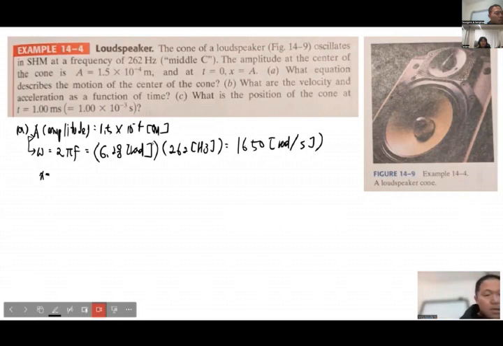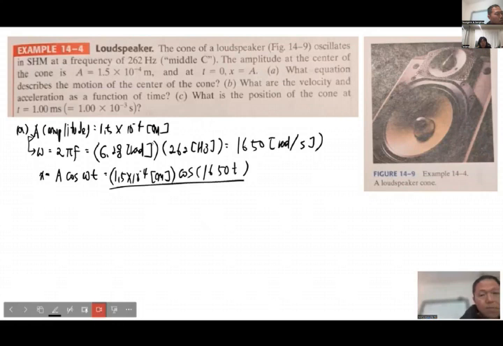So with these two parameters, you can define the equation of simple harmonic oscillator displacement function, which is the maximum amplitude times cosine omega t. So that is 1.5 times 10 to the minus 4 meter cosine 1650 t. That's number A.